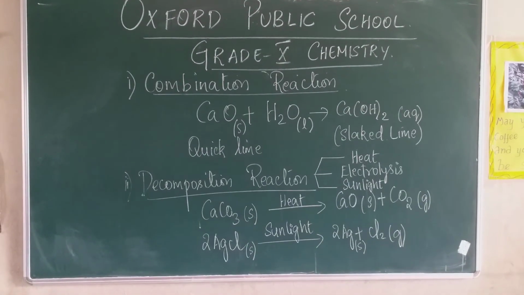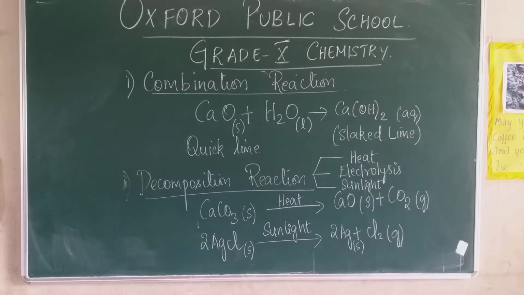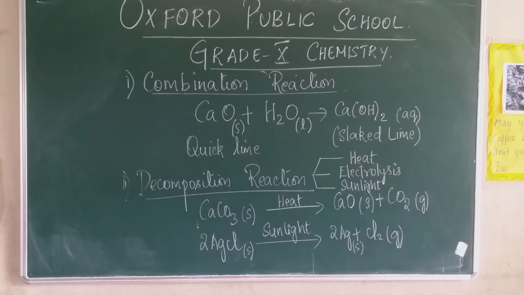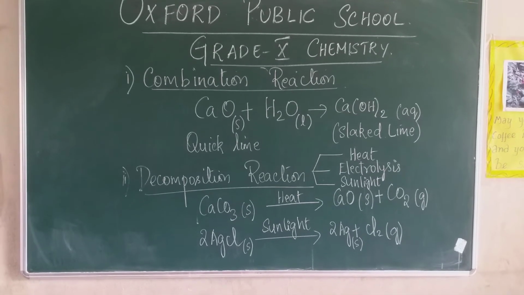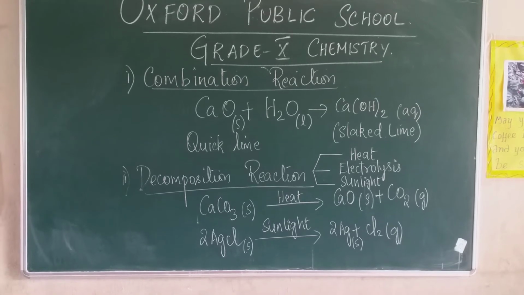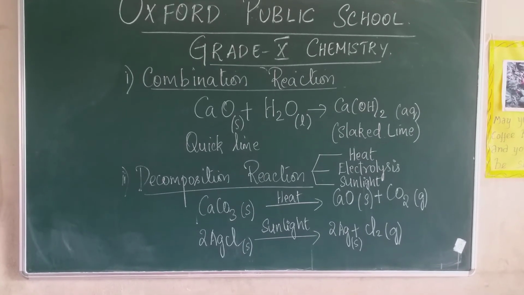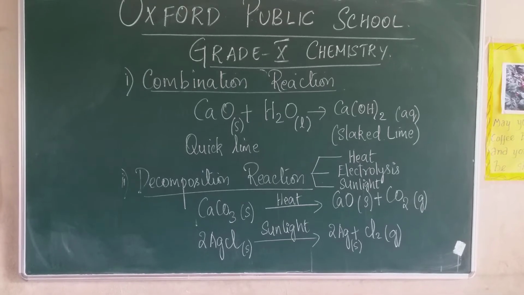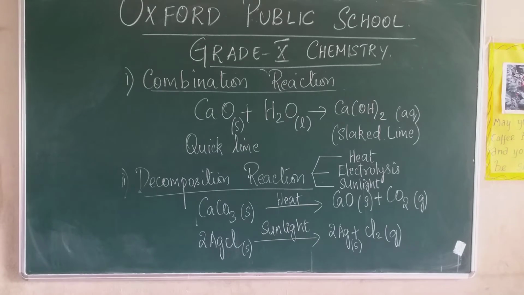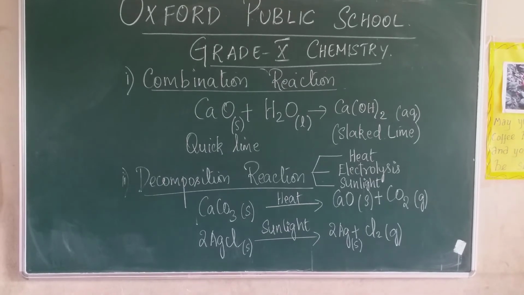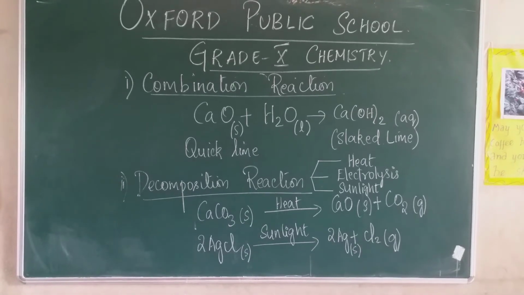Students, now let us see what is combination reaction. Calcium oxide reacts vigorously with water to produce slaked lime, that is calcium hydroxide, releasing a large amount of heat. So in this reaction, calcium oxide and water combine to form a single product, calcium hydroxide. Such a reaction in which a single product is formed from two or more reactants is known as a combination reaction.